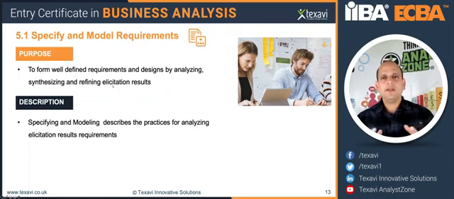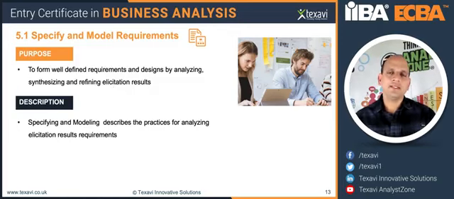So everything needs to be fed through from the insights, the findings, the learnings and the lessons that we got from the elicitation exercises we carried out, the interviews, the workshops, the prototyping, observations. All of those lead us to a good insight into what the proposed solution should look like, how it should work, and what kind of features it should have, and that's what will be dealt with in the specify and model requirements.